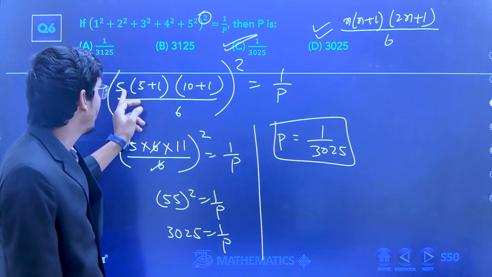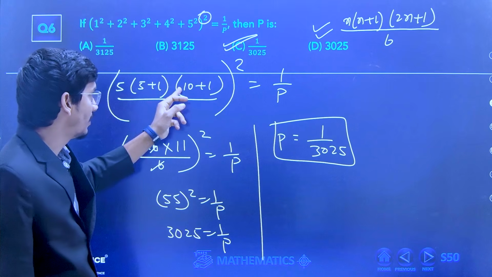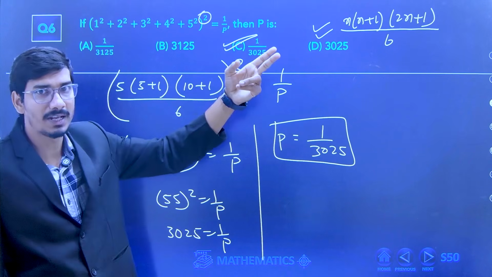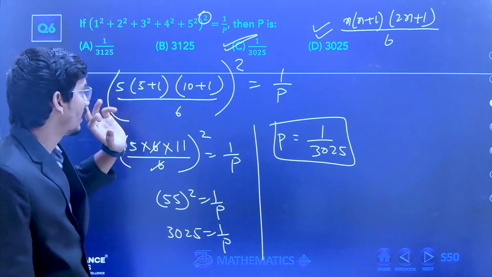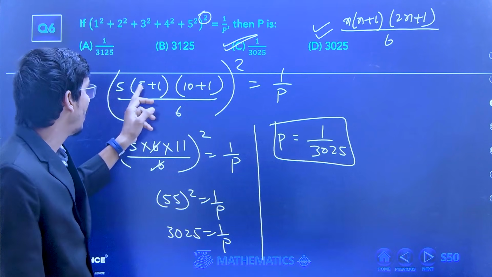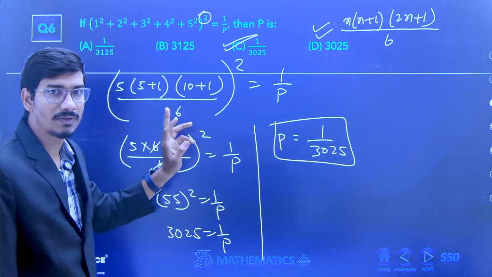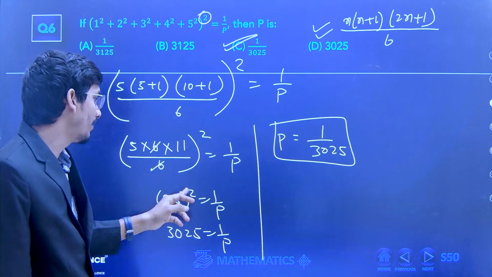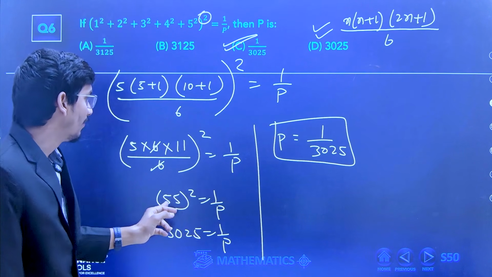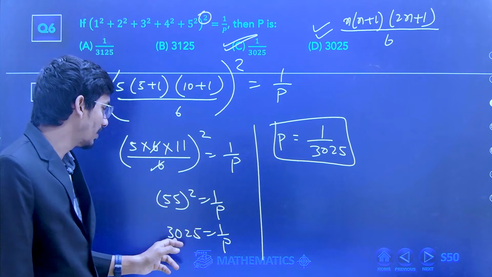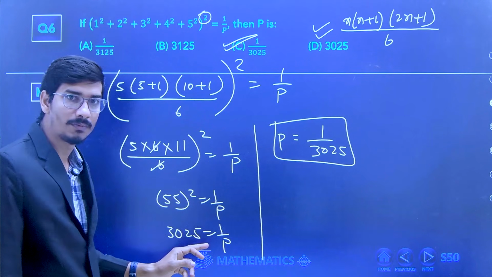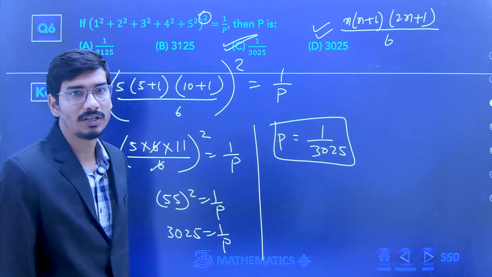So when you put n equals to 5, it is 5 into 5 plus 1 into 2n plus 1, that is 2 into 5, 10, 10 plus 1, by 6. When you simplify, 5, 6 and 11 by 6, the 6s cancel, 5 into 11, the whole square. 5 into 11 is 55, 55 square equals 1 upon p. 5 square, 55 square, 3025 equals 1 upon p. So p equals 1 upon 3025.